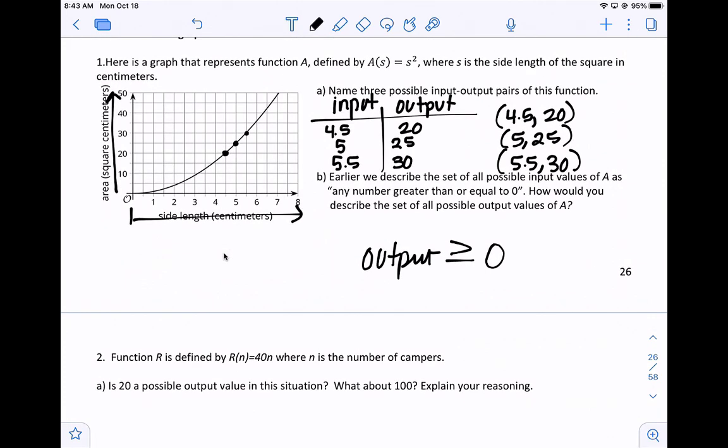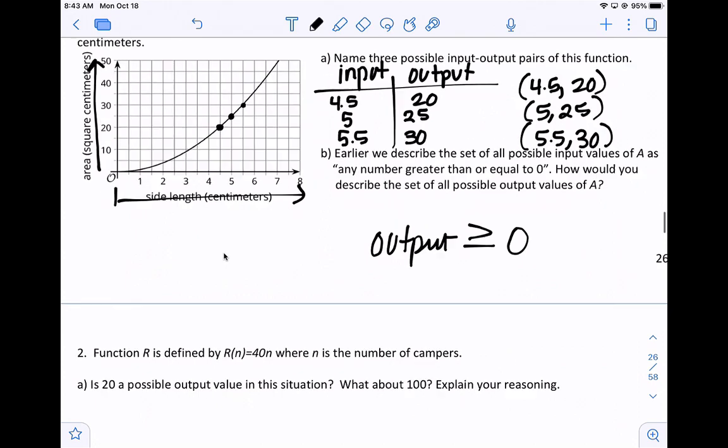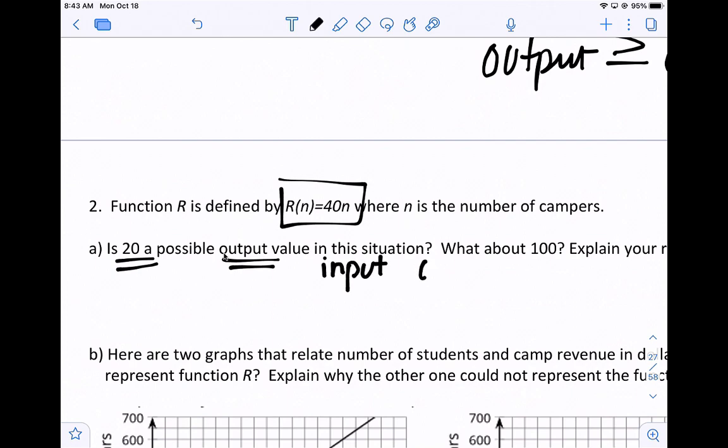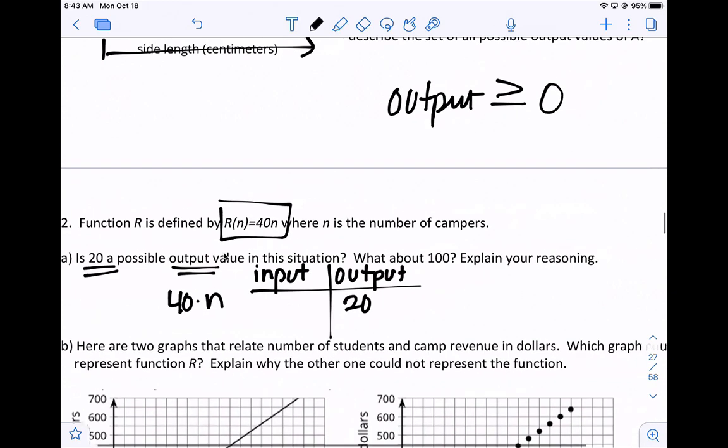Function R is defined by R of n equals 40 times n, where n is the number of campers. Is 20 a possible output of this situation? All right, so here's the function, 40 times n. So we have input, output. This is saying, is 40 times a number equal to 20? Let's try that.